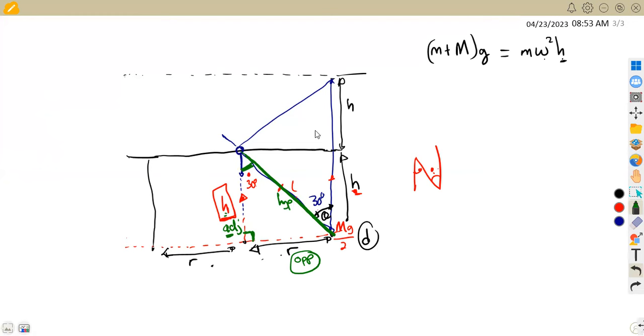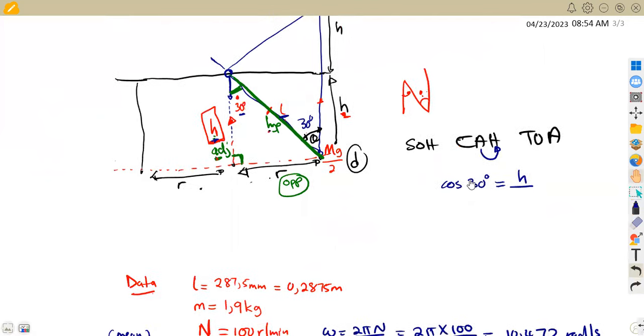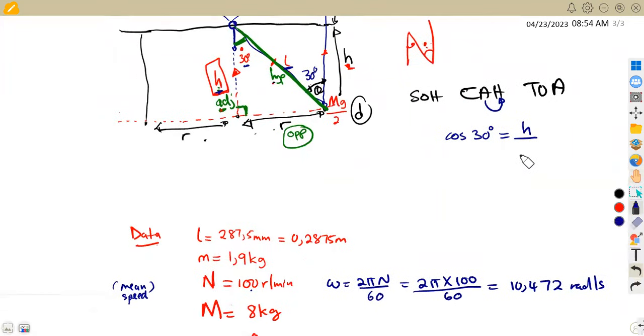From your trigonometrical ratios back to your mathematics, there is only one ratio that has got adjacent and hypotenuse at the same time from your SOHCAHTOA, which is cos. So the cosine of theta, which is the cosine of 30 degrees, is equal to the adjacent, that is your H, over the hypotenuse, which is the length of the arm. We're given the length of the arm, which is 0,2875 in meters.